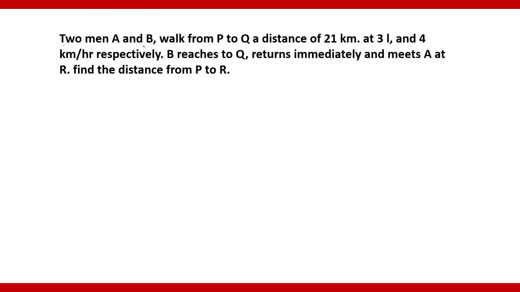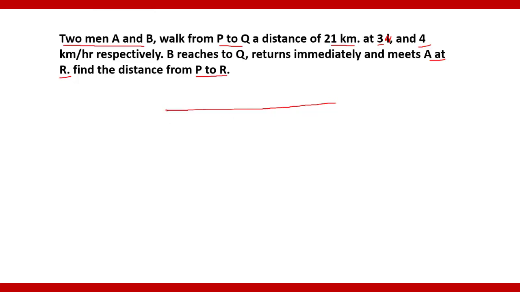Two men A and B walk from P to Q, a distance of 21 km, at 3 km per hour and 4 km per hour respectively. B reaches Q, returns immediately and meets A at R. Find the distance from P to R.